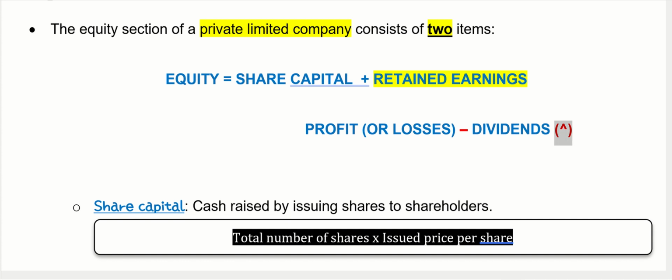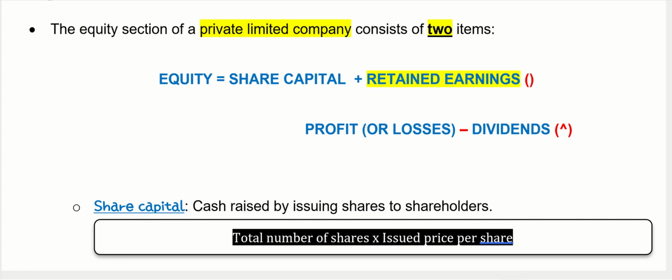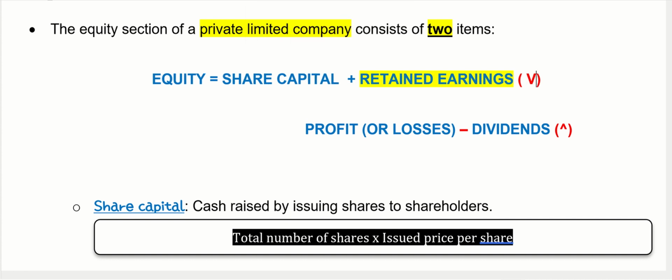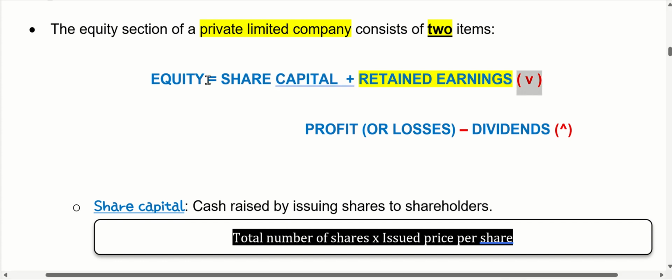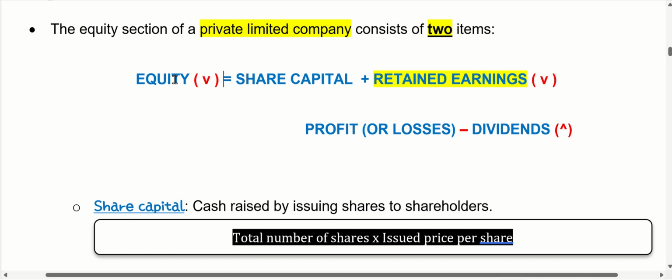So the more dividends you have, the lesser retained earnings you have, because of the inverse relationship. And when there are lesser retained earnings, equity also goes down. So, dividends and shareholders' equity have an inverse relationship. The more dividends you have, the lesser equity you have. It is inverse.